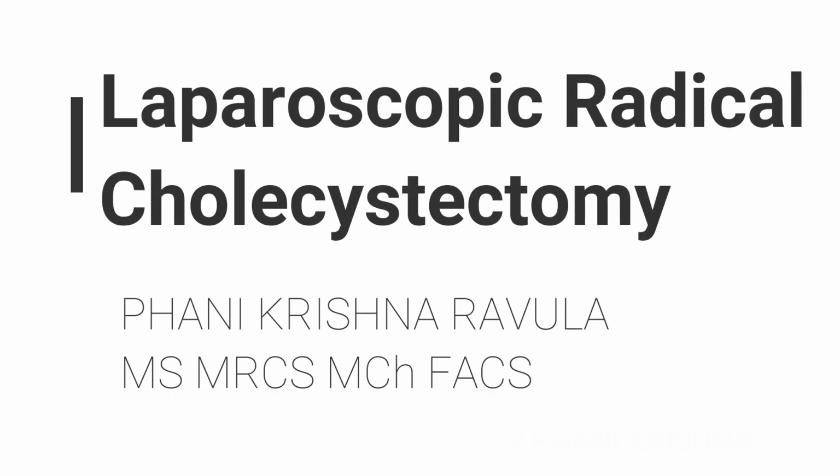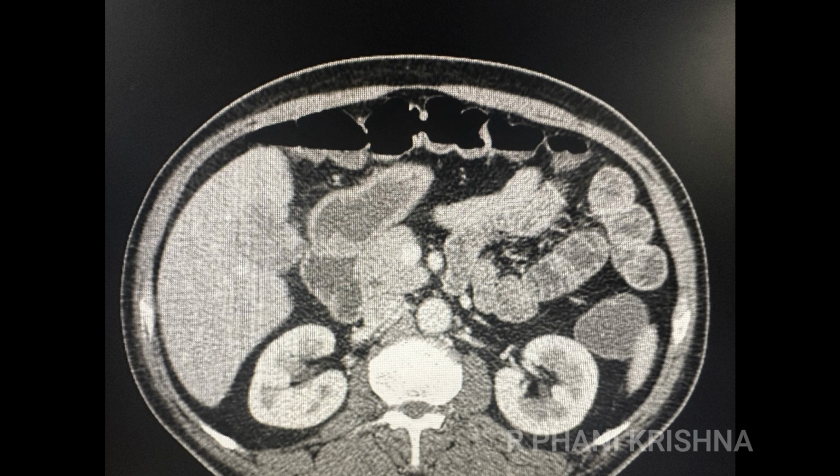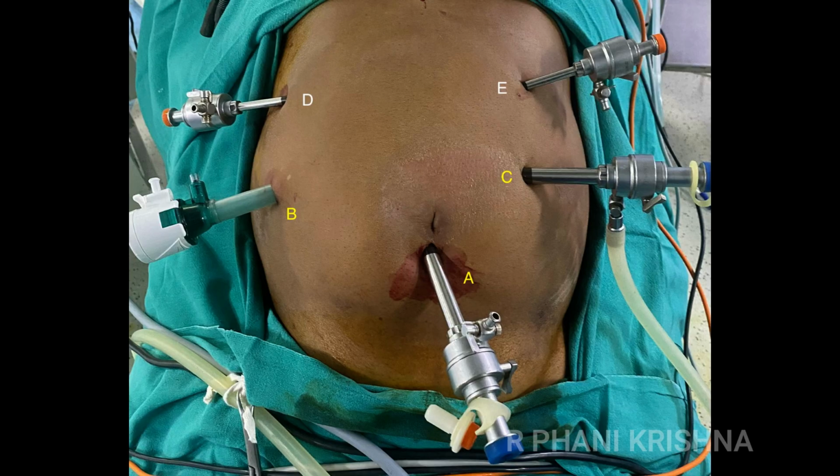Technique of radical cholecystectomy in a 56-year-old male with a resectable gallbladder mass of the fundus in the proximal body. This image depicts what is now our standard port placement for all major upper GI procedures, namely laparoscopic choledochal cyst, laparoscopic radical cholecystectomy, laparoscopic Whipple's, or laparoscopic D2 gastrectomy.